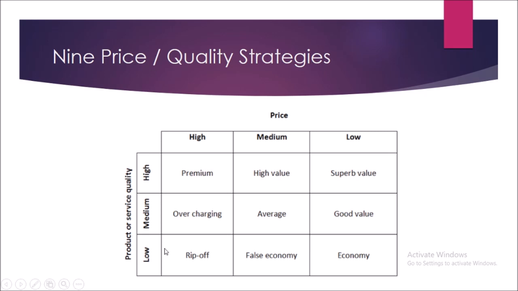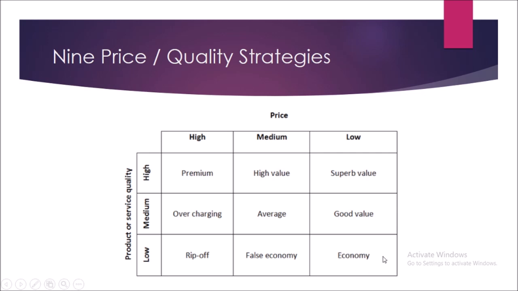And also when product or service quality is medium and the price is also medium, that is average, right? People don't actually care about it. But when the product quality is high but the price is medium, we call it high value, right? Which is somewhat valuable. When the product quality is low and the price is also low, that is known as economy, right? It's not like you are giving an unfavorable price to the buyers, but it's fine, right?